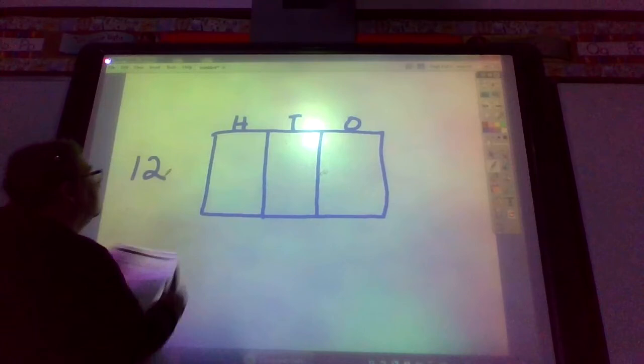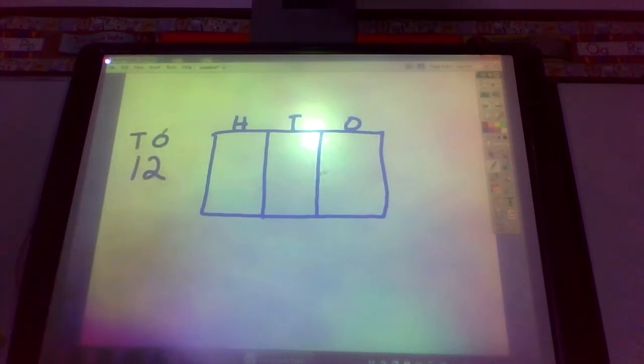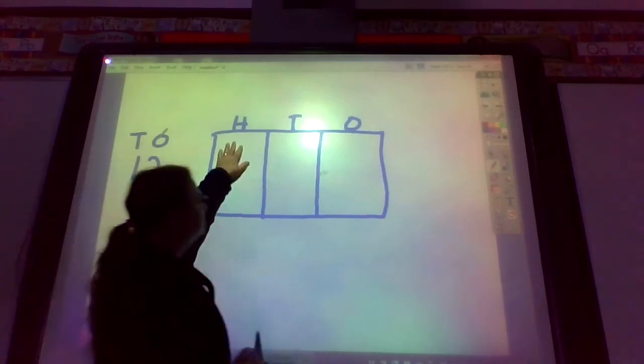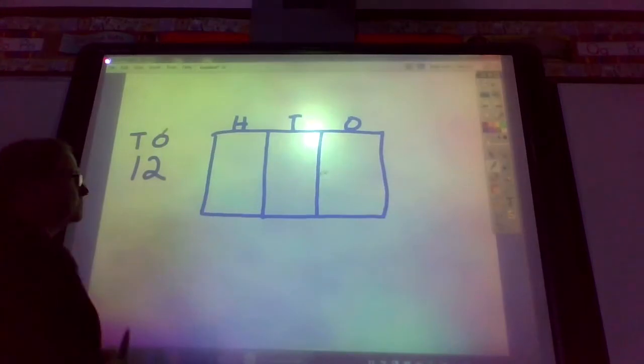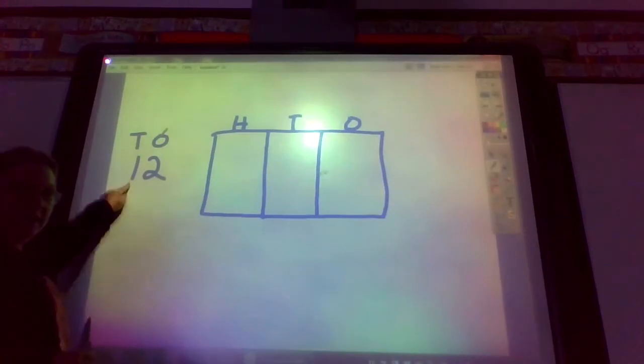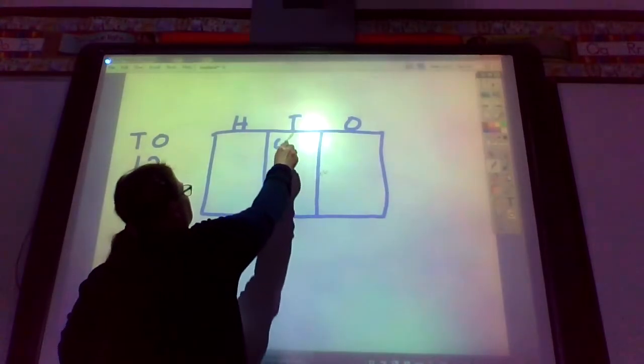I have the tens and I have the ones here. I don't have any hundreds. So I'm not going to put anything in my hundreds column. I'm going to use my tens and I'm going to use my ones. How many tens do I have? I have 1 10.